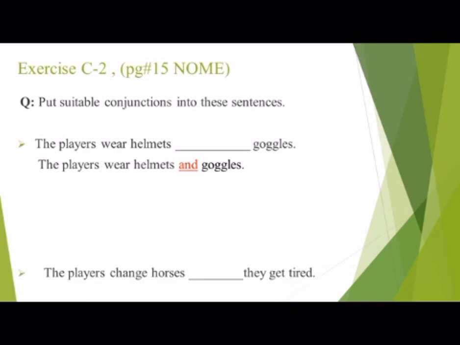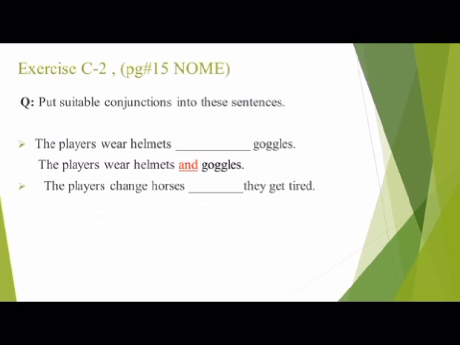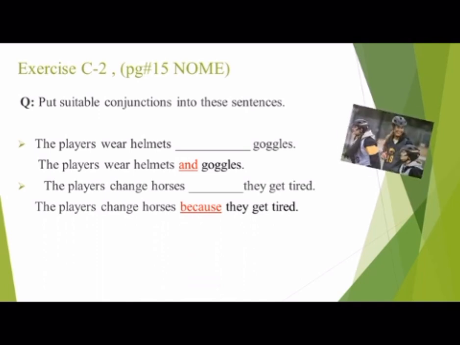The next sentence is, the players change horses dash they get tired. Students, think. When we give the reason of an action, what do we use? Yes, we use because. The players change horses because they get tired.